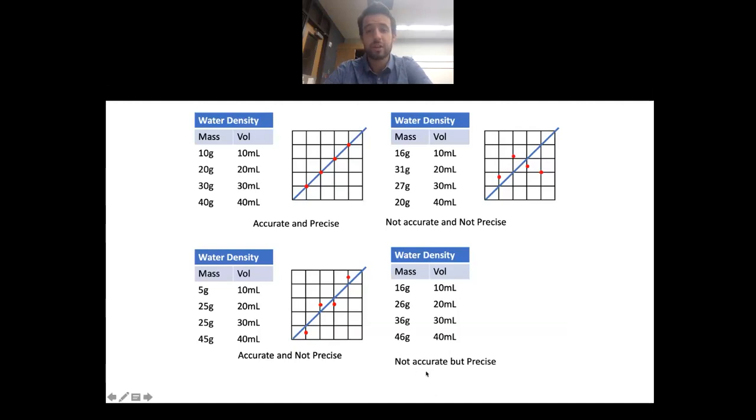And then for the last one, not accurate but precise. Here you'll notice that every single dot is the same distance above the line. This is kind of concerning data if we were to see this in an actual lab. I would think that maybe there's something wrong with the way you took your data. Maybe, for example, in this case, you were measuring water, but there's 6 grams extra every time. So maybe the cup was something you were also measuring, whatever the water was in, and that threw off all the measurements by an even 6 grams every time.